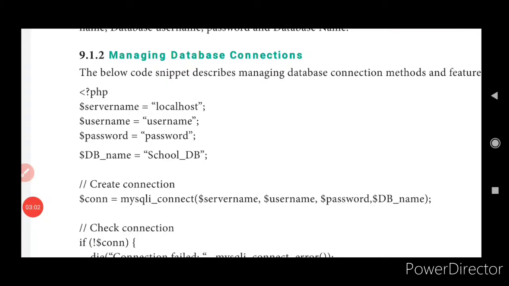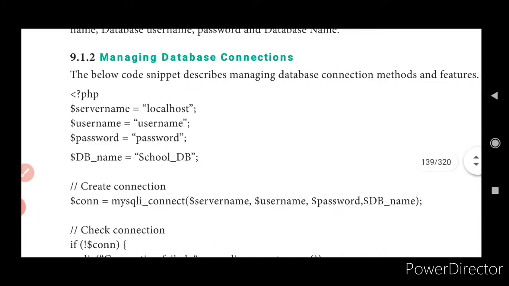This is a basic program for your database connections. A snippet means a short code or a small code. What have we written here? We already know that we have server name, username, password, and DB name in our connection, isn't it? What we define here is values for each and every parameter that we have.